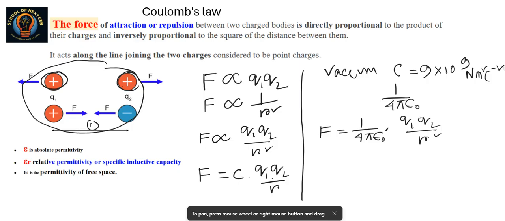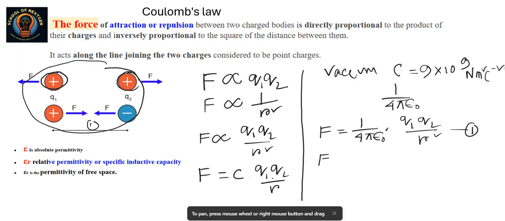Now, as I said, the equation I wrote down here, naming it equation number 1, is where these two charges are kept in a vacuum medium. That's why epsilon naught is representing the permittivity in air.